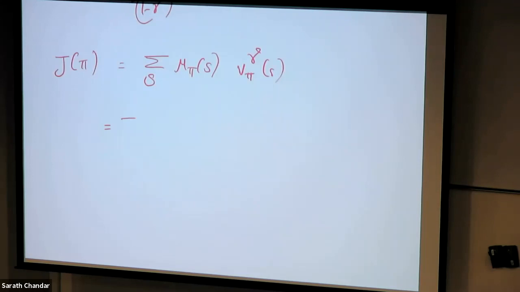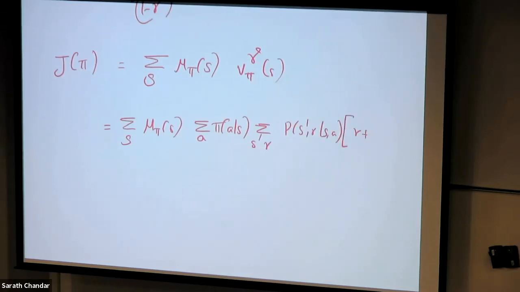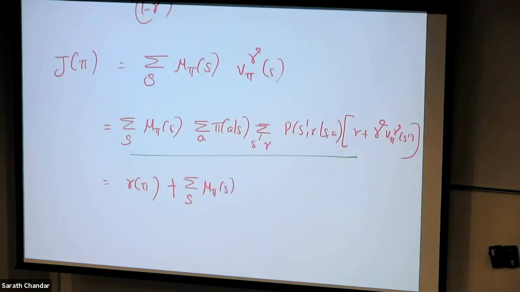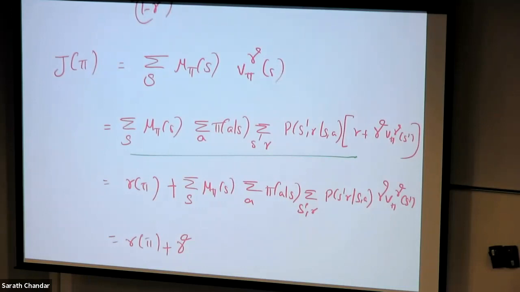Now I can expand this value: summation over s of mu pi of s, summation over a of pi of a given s, summation over s dash and r of p of s dash, r given s, a, times r plus gamma times v pi of s dash. This is what you would get in the traditional discounted return setting. Now, we know that this particular thing is r pi. It's the definition of r pi, so I'll take r pi out. So this becomes r pi plus summation over s of mu pi of s, summation over a of pi of a given s, summation over s dash and r of p of s dash, r given s, a, gamma times v pi gamma of s dash. I can take the gamma completely outside, since it is not dependent on any of the states or actions. So this becomes r pi plus gamma times, and if you think about this particular term, it only depends on s dash.